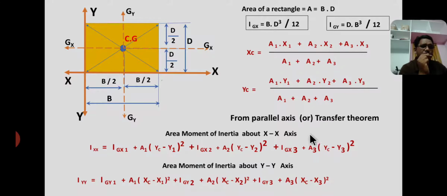From the parallel axis theorem or transfer theorem, the area moment of inertia about the XX axis, IXX, equals IGX plus area into (YC minus Y1) whole square for section 1, and this is for section 2, and for section 3, like this. Similarly, the area moment of inertia about the YY axis, IYY, equals IGY plus area into (XC minus X) whole square for section 1, for section 2, for section 3. Okay, these formulas are used in our problems, so you have to remember them.